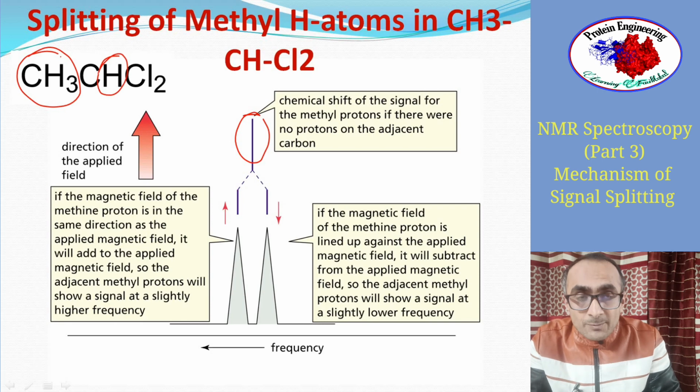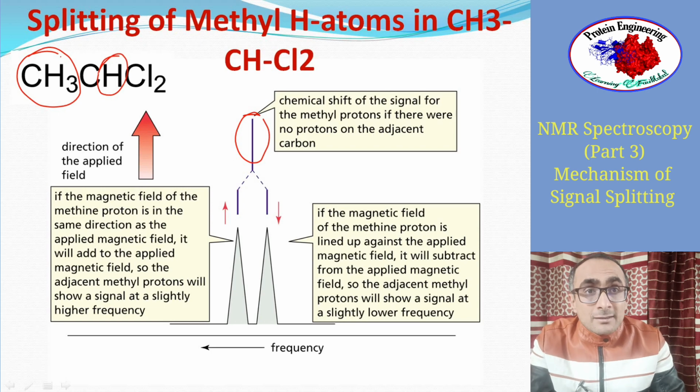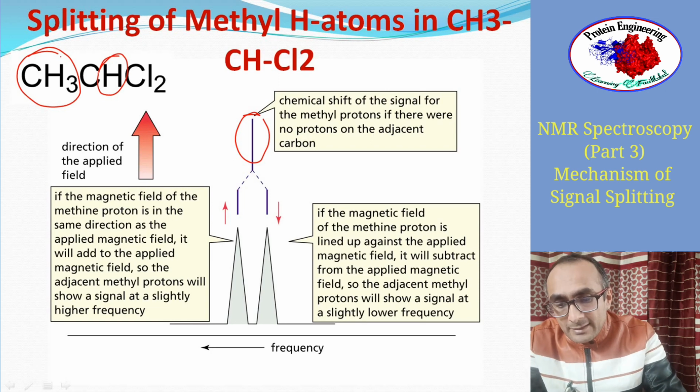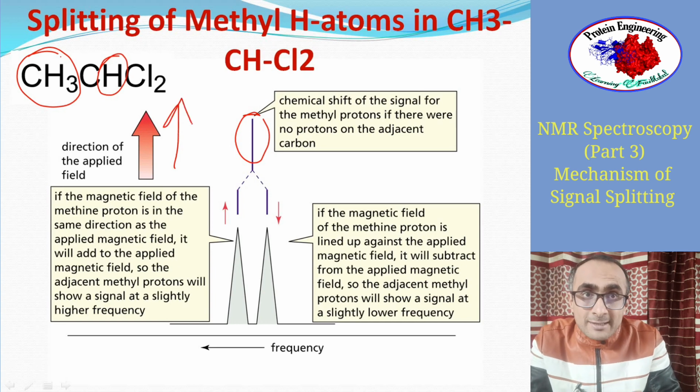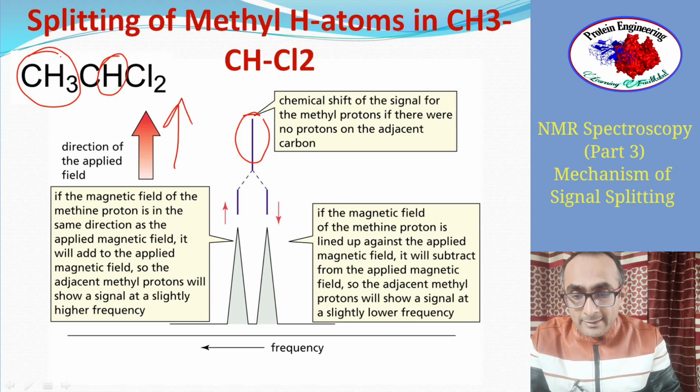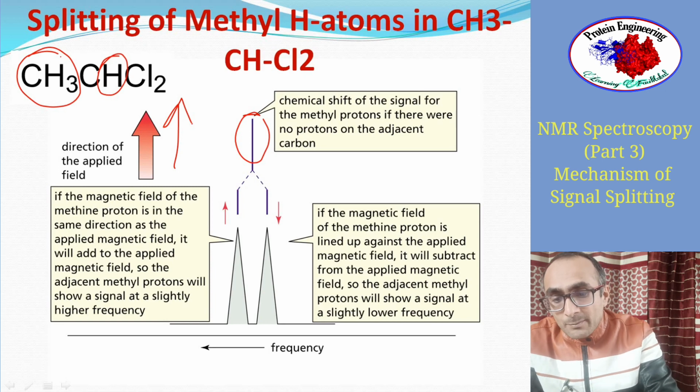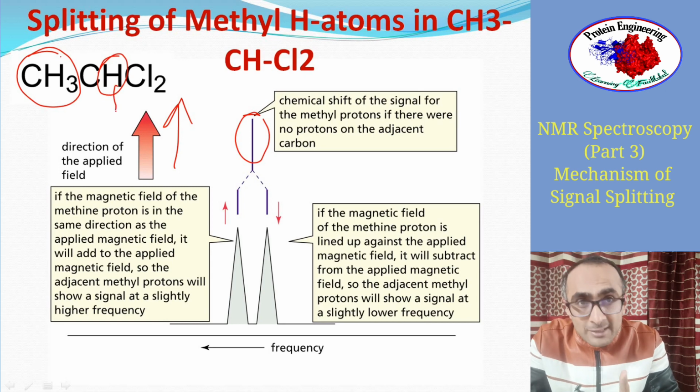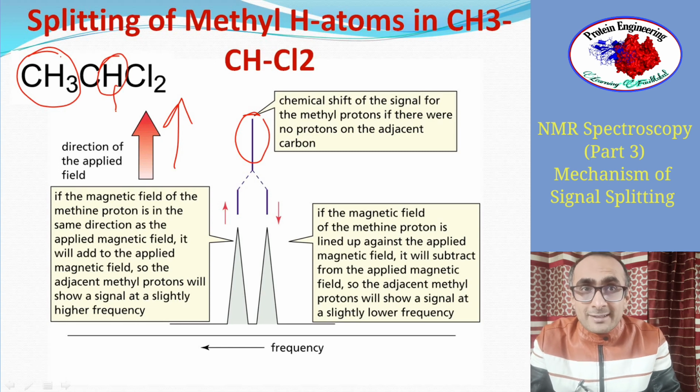And this proton, we know that it also has a magnetic field. And in NMR, we also understand the compound is kept under a fixed, applied magnetic field that has a direction. So let's consider this is the direction of the applied magnetic field from outside, where the compound is kept. And in this case, the methine proton, the CH proton, the single proton.